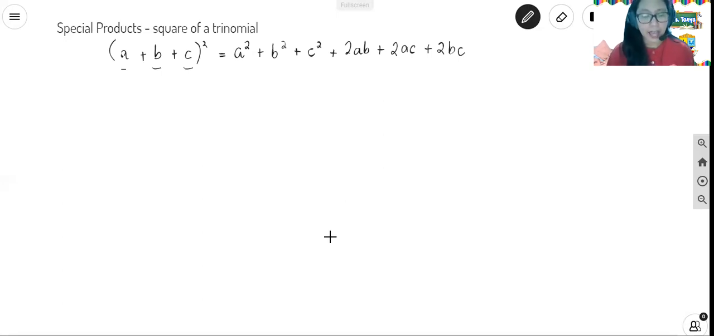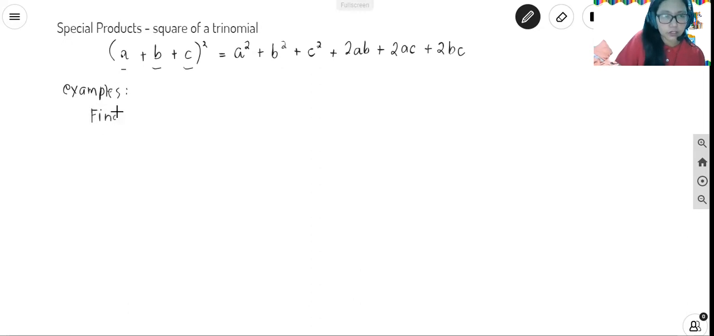So again, the answer to this kind of pattern, a square of a trinomial, is just square the first, square the second, and square the last term. Add all of them, and then add the product of 2 times ab, plus the product of 2 and ac, plus the product of 2 and bc. But make sure that you're very particular here with the signs. You have to include the signs of the different terms so as to make sure that you will arrive at the correct final answer. So for us to understand this better, let us have some examples.